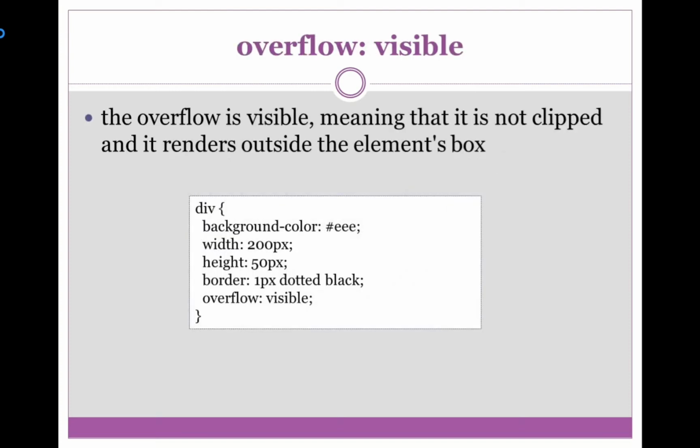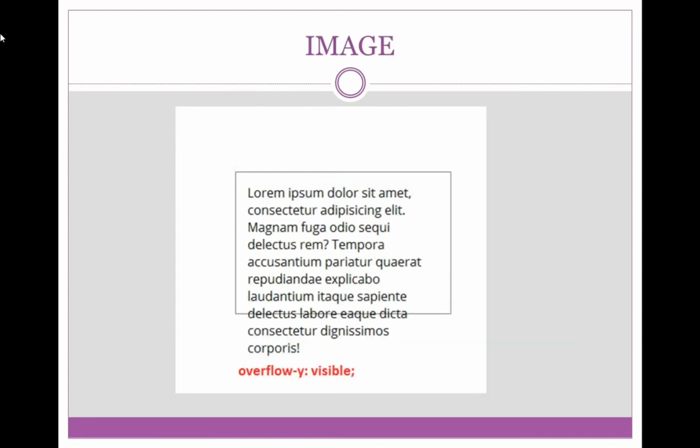So now, overflow visible. It is the default, and with this overflow the content is not clipped and it is rendered outside the element box. You can use the overflow property whenever you want to have better control of the layout. So this is the visible overflow, and it is not clipped and is rendered outside the element box. This is the image for overflow visible.